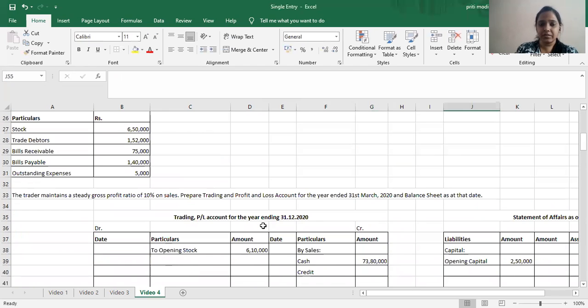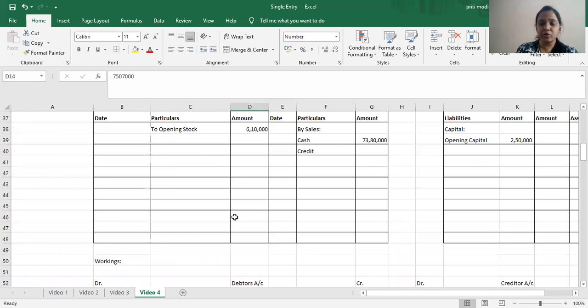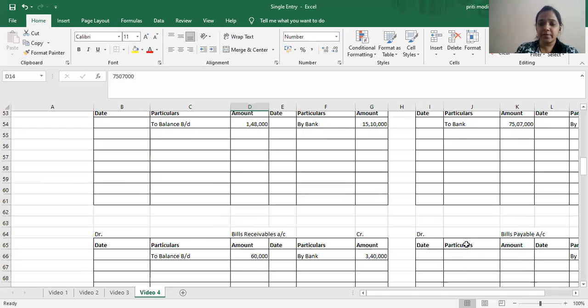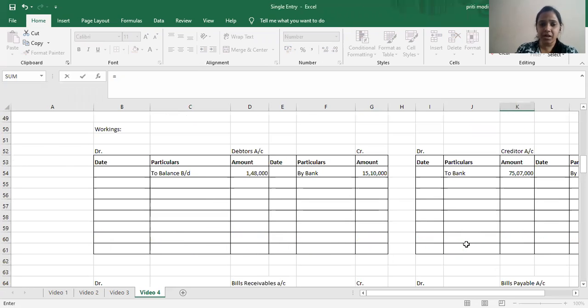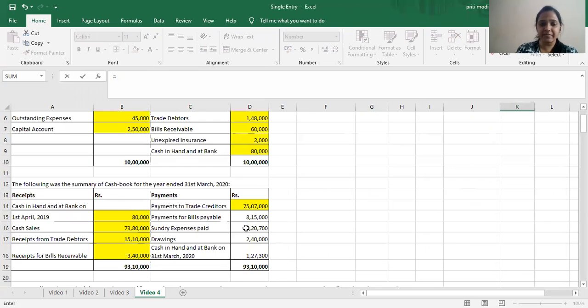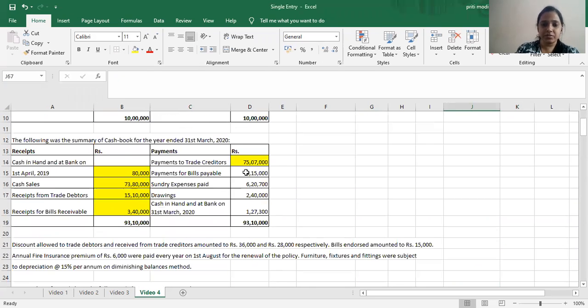Fine. Simply posting it. Payment for bills payable, again bills payable account debit to bank. So bills payable account debit to bank. So the amount over here is 8,15,000 rupees. This is also done over here. This is also done.